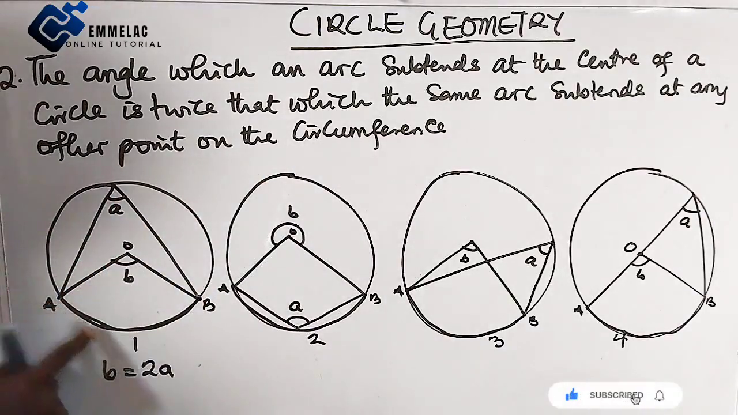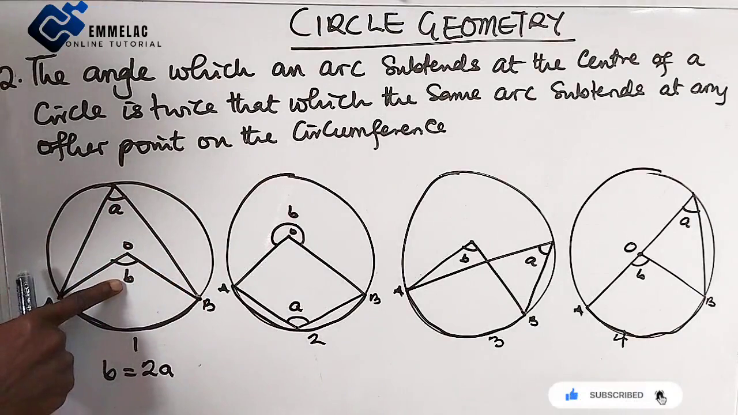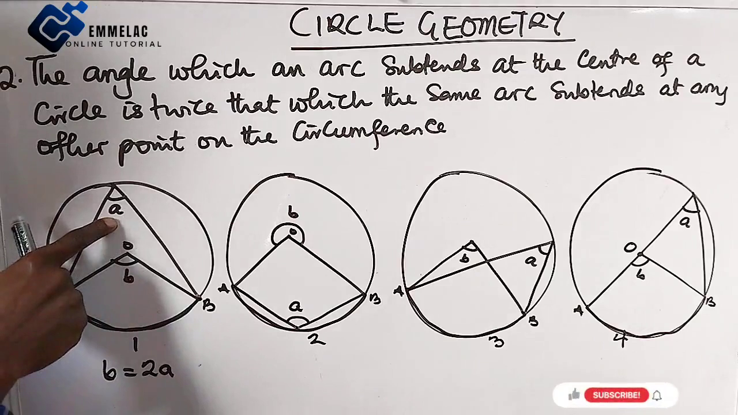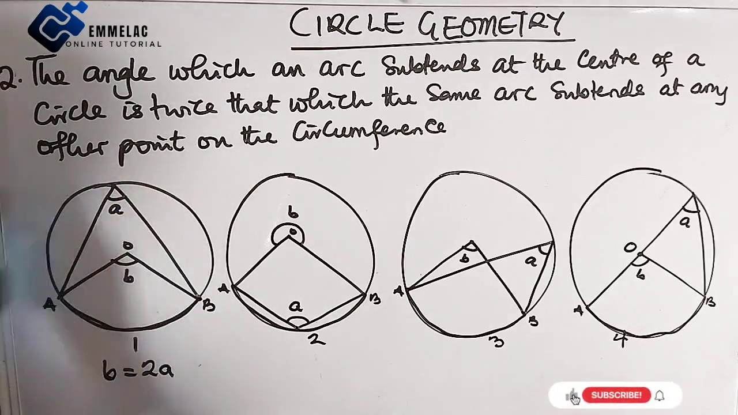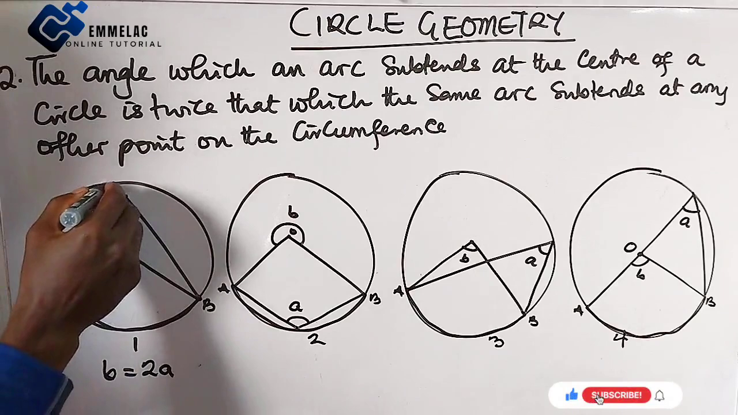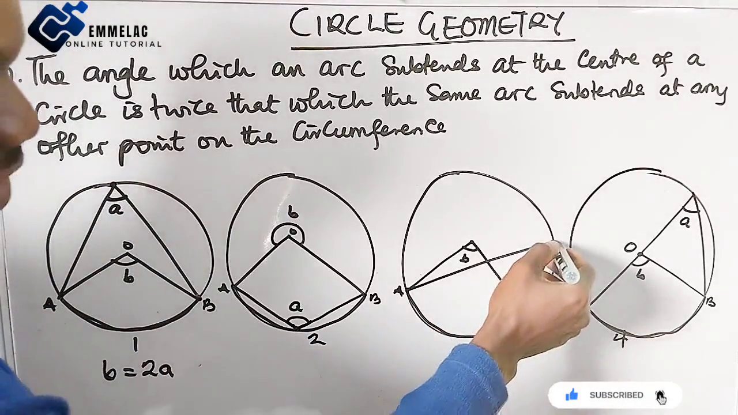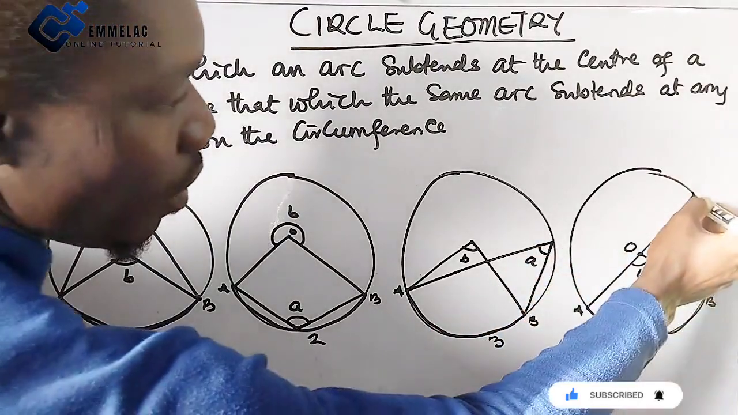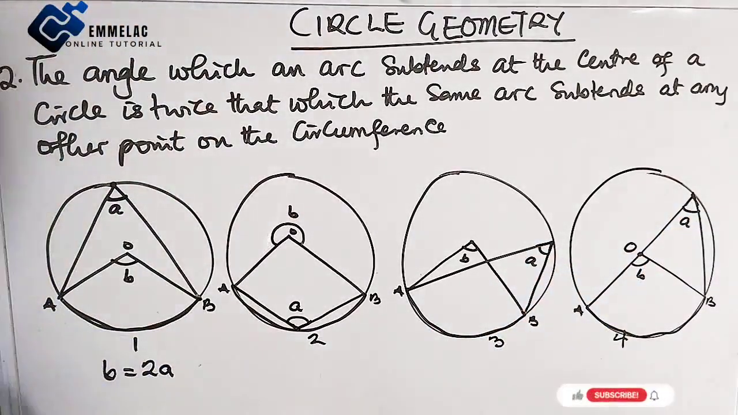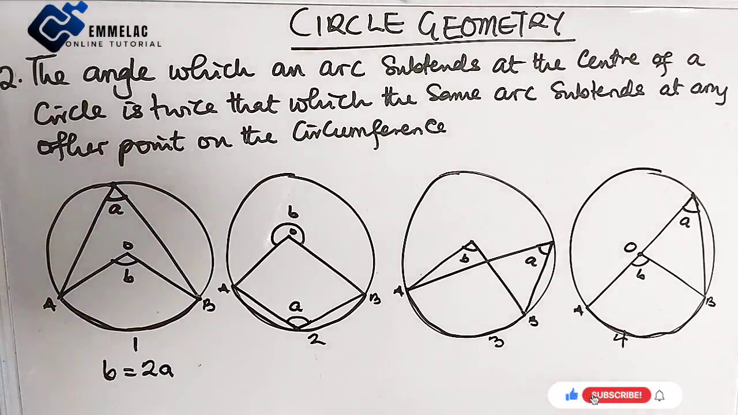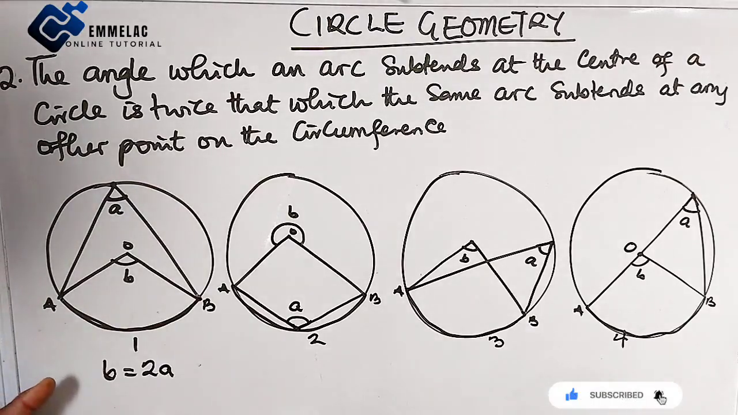This is the same arc which subtends at B, and B is twice the angle subtended at the circumference. You can see that this A meets at the circumference, this A meets at the circumference, this A meets at the circumference, and this A also meets at the circumference. So this law applies to each of these cases. Now that we've understood this, let's move on.